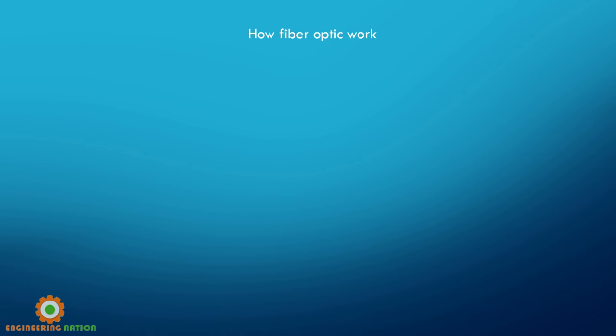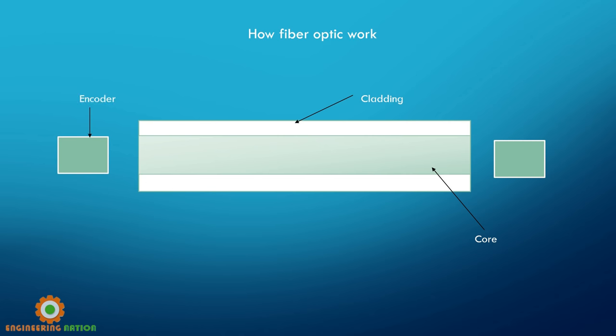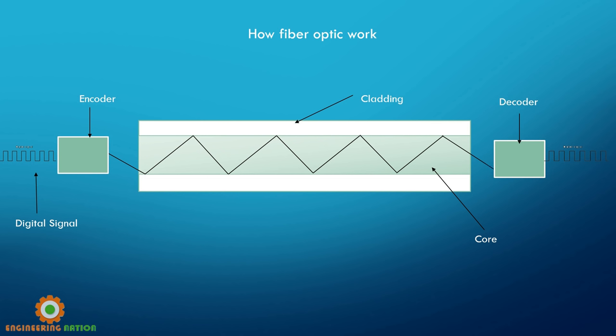So let's understand how fiber optics works in detail. So this is supposed to be a fiber optic. Here this is the cladding and this is the core, and this is an encoder and decoder, and this is the digital data, digital signal on both sides of the encoder and decoder. The digital signal is encoded in the form of light, and light is transmitted over the fiber optic cable this way. This is the phenomenon of total internal reflection, and after reaching its destination it is decoded again in the form of a digital signal. Hence we transmit the digital signal in the form of light with the help of an encoder.